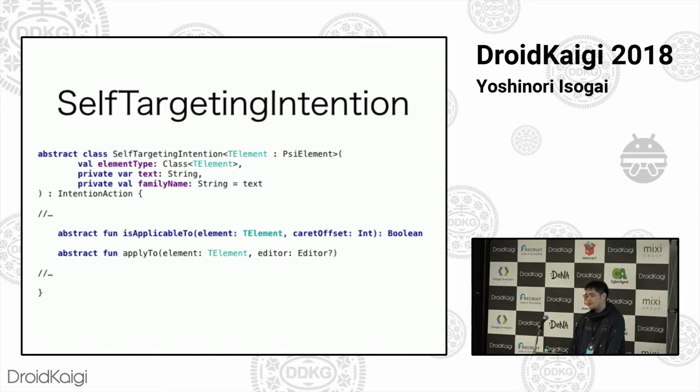The isApplicableTo method is the method that returns Boolean. If this method returns true, then this intention action will be suggested. And the applyTo method is called if the user selects the intention action. Normally, modifying the code happens inside of this method.